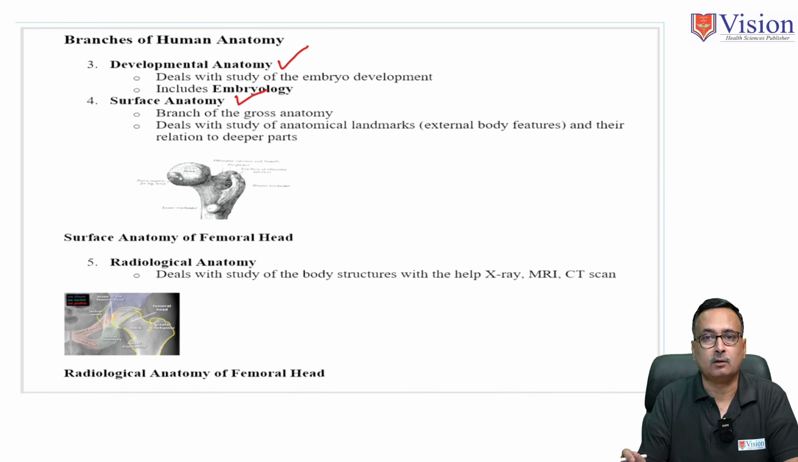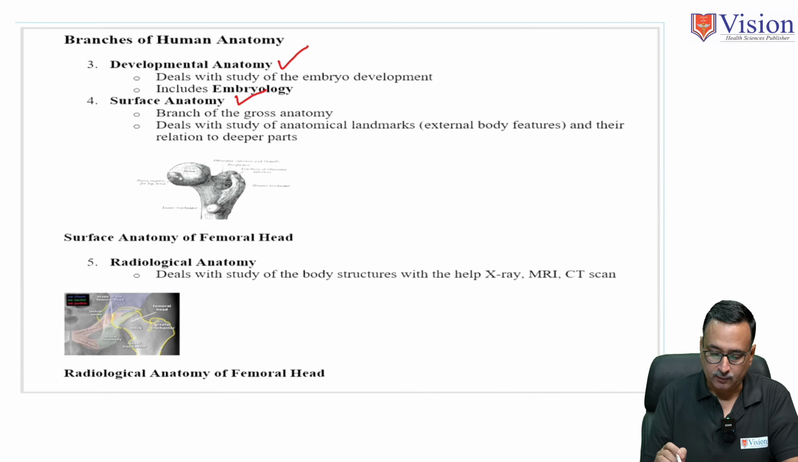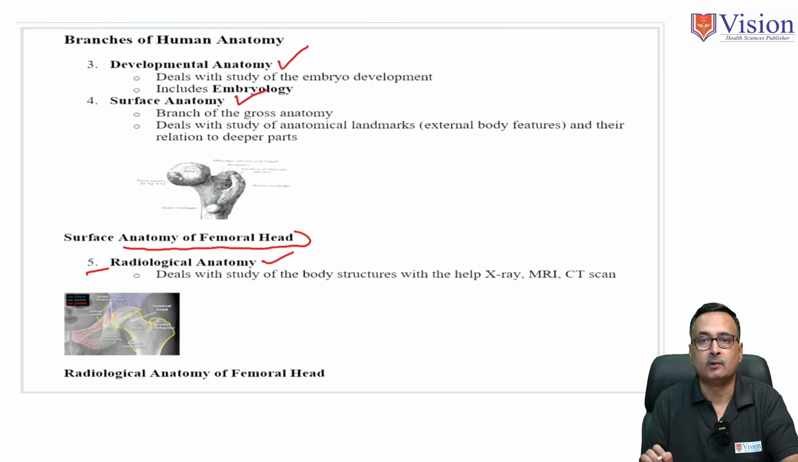Fourth branch is the surface anatomy. In this branch, we study external surface landmarks and we find their relationship with the deeper body parts. Here I have quoted an example of surface anatomy of the femoral head. Next branch is the radiological anatomy. In this branch, we study the parts in the deeper region of the body which are not visible by the naked eye.